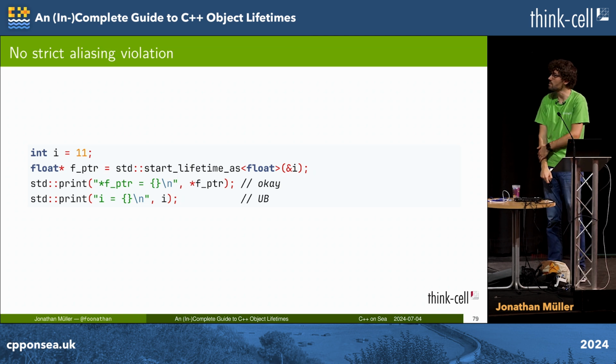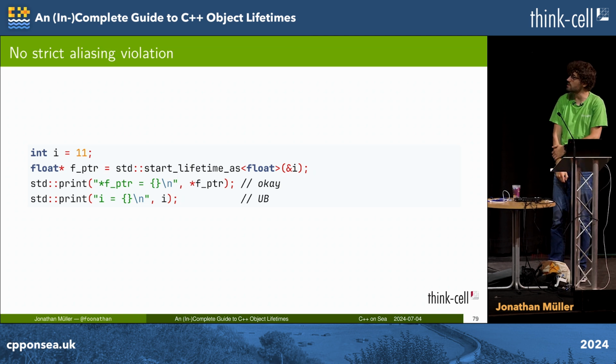Alternatively, we could do start_lifetime_as. This can actually be used for type punning because it doesn't change anything. So we say we start the lifetime of the float at the location. This doesn't change the values, it just creates a float object. So now we can dereference the float pointer because we actually have a float. But of course, we can no longer use the int because we now have a float in there and not an int.